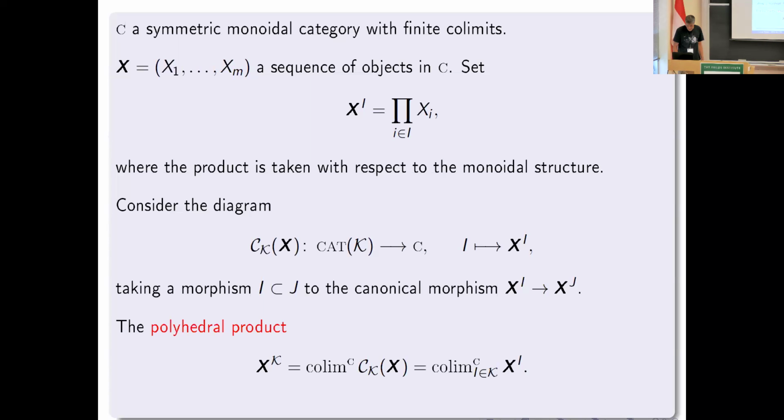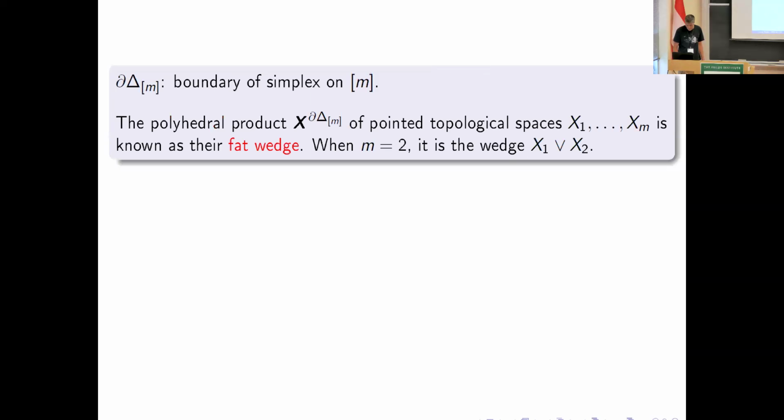And in group theory, this leads to what's called the graph product. And in topological spaces, that's called the polyhedral product. You can observe the following difference between this topological and algebraic setup: if you consider one particular simplicial complex, the boundary of a simplex, or in combinatorial terms, all proper subsets in a set of M indices. Geometrically, this is the boundary of a simplex. Then, if you do a polyhedral product of spaces, what you get is what's called in homotopy theory the fat wedge.